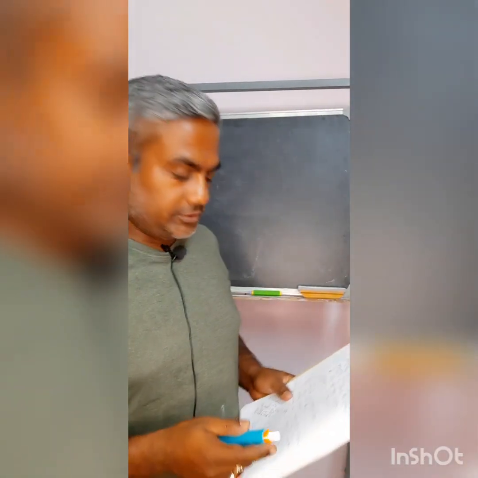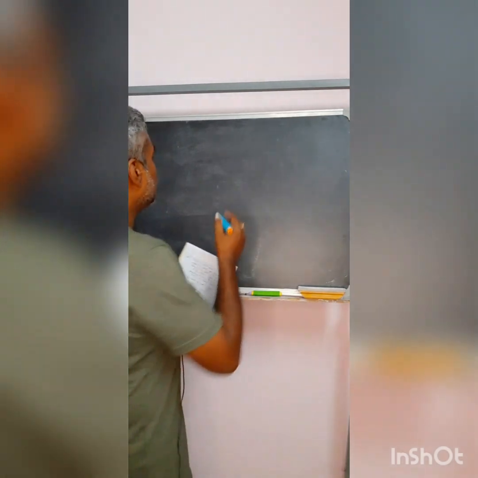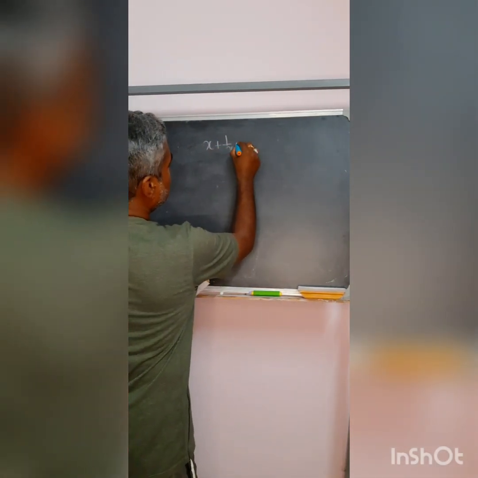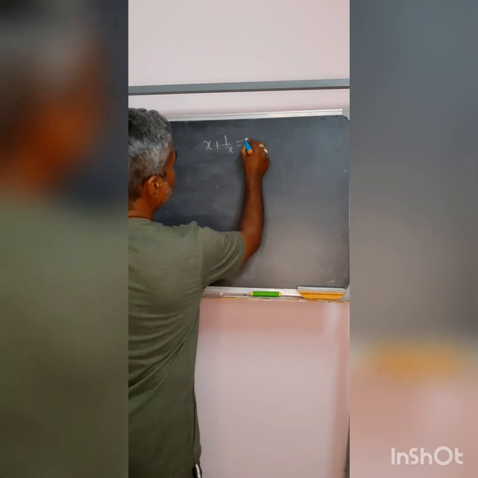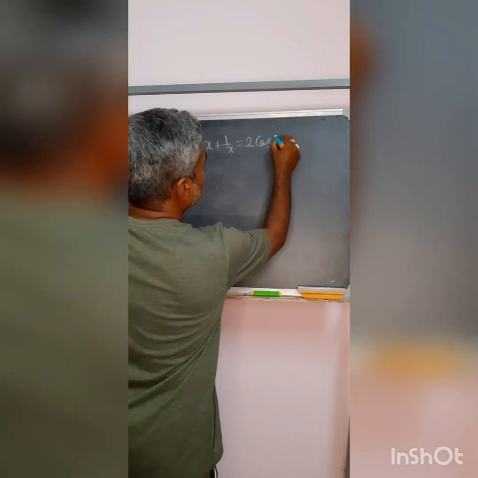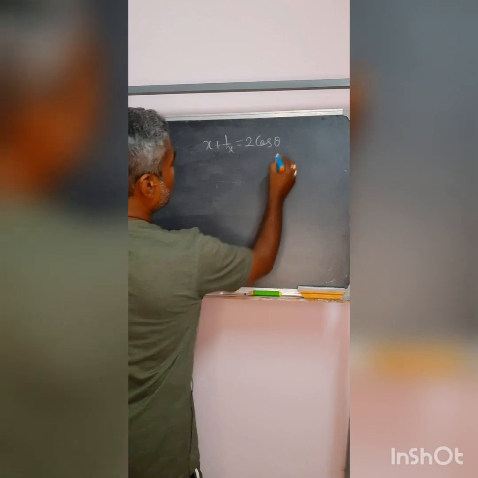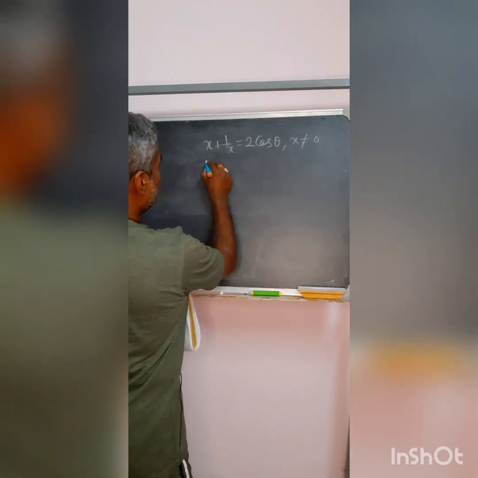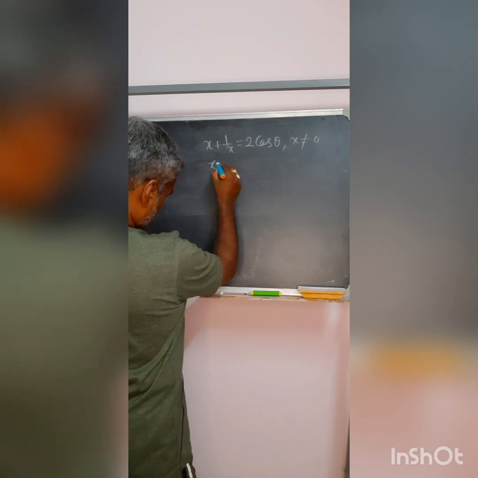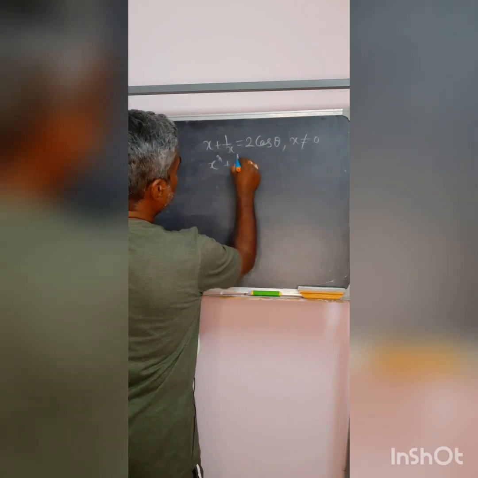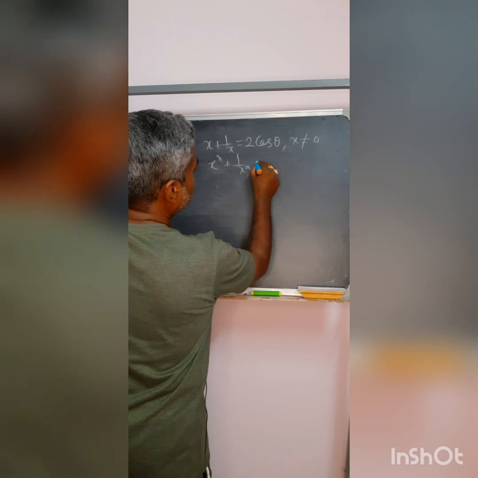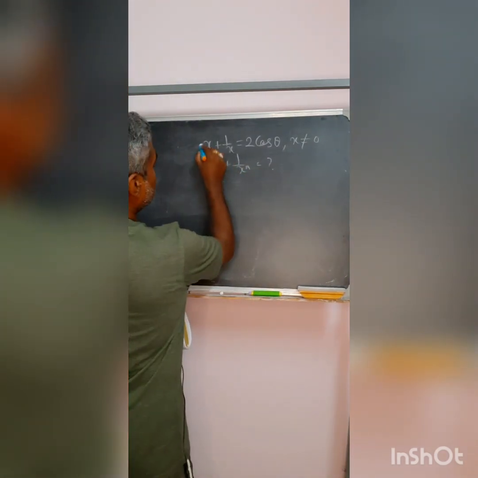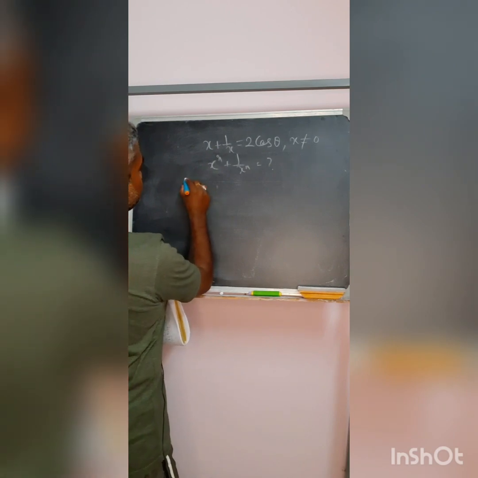Welcome back. We will start with a problem which says: if x plus 1 by x is equal to 2 cos theta, where x is not equal to 0, then find x to the power n plus 1 by x to the power n. Let us start.